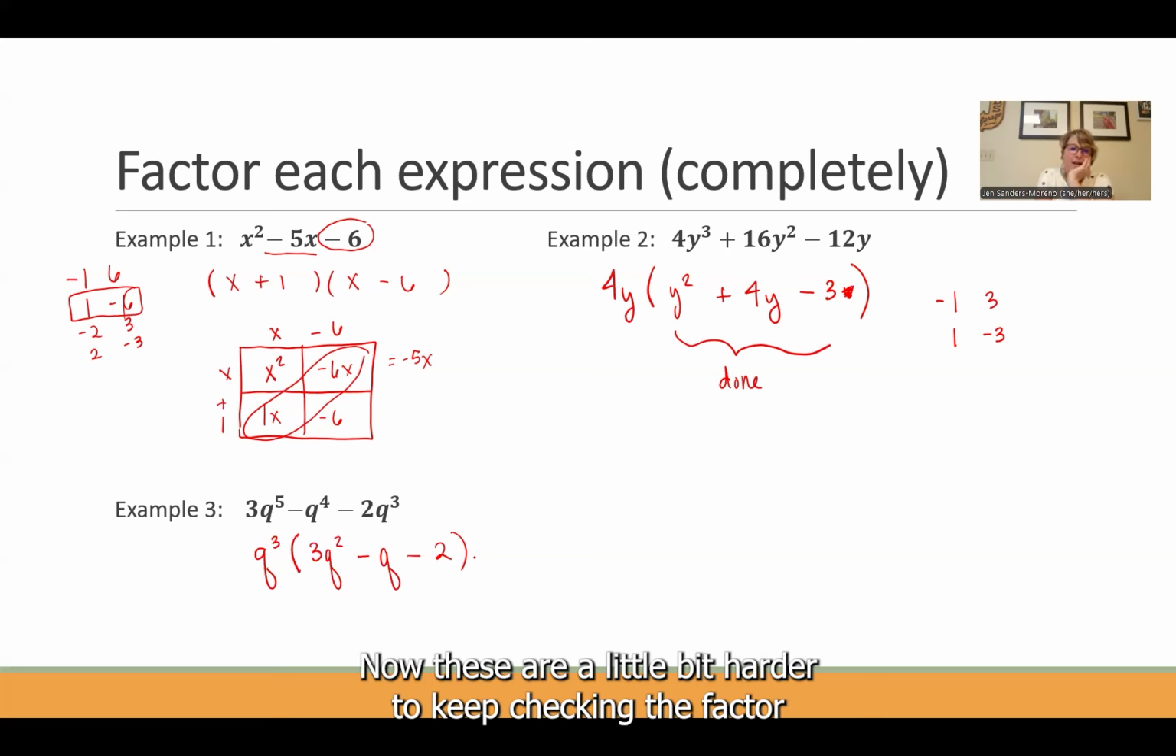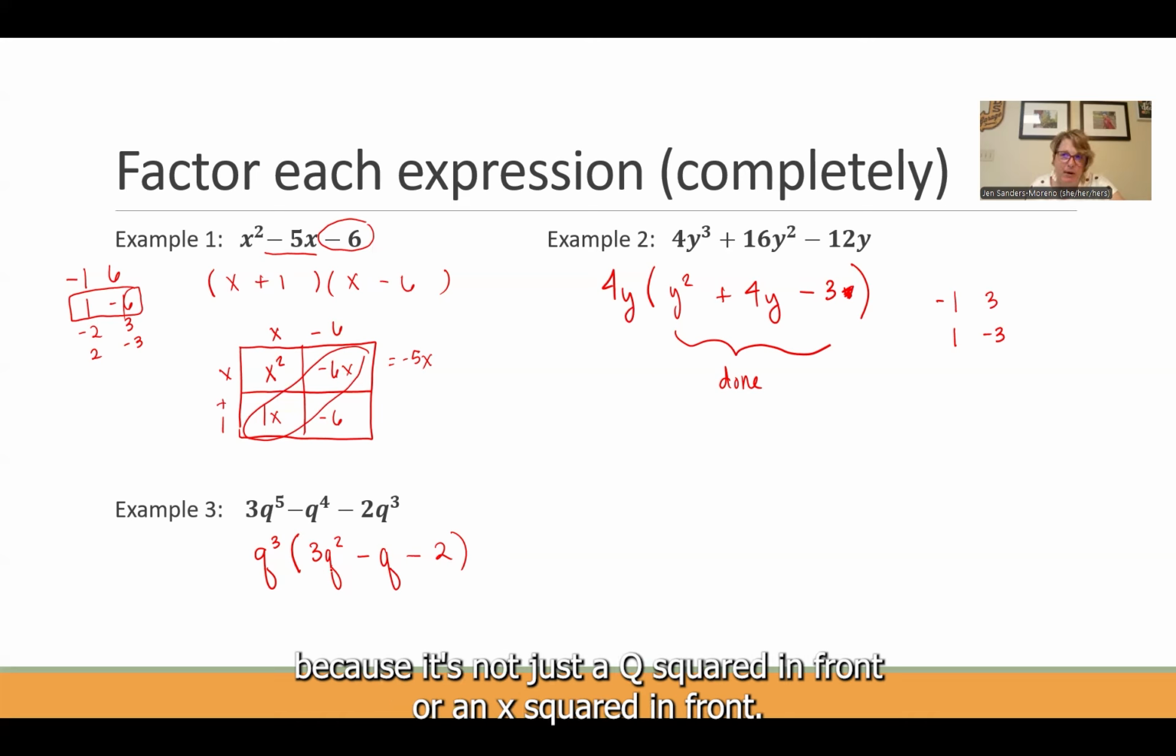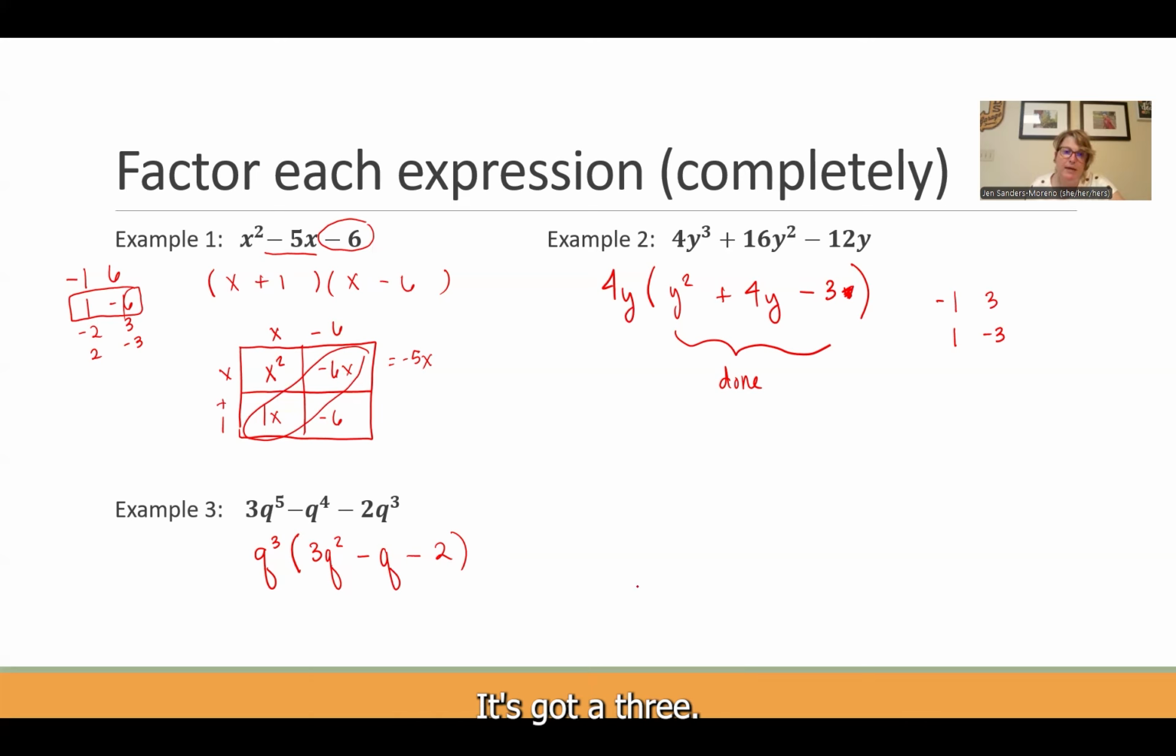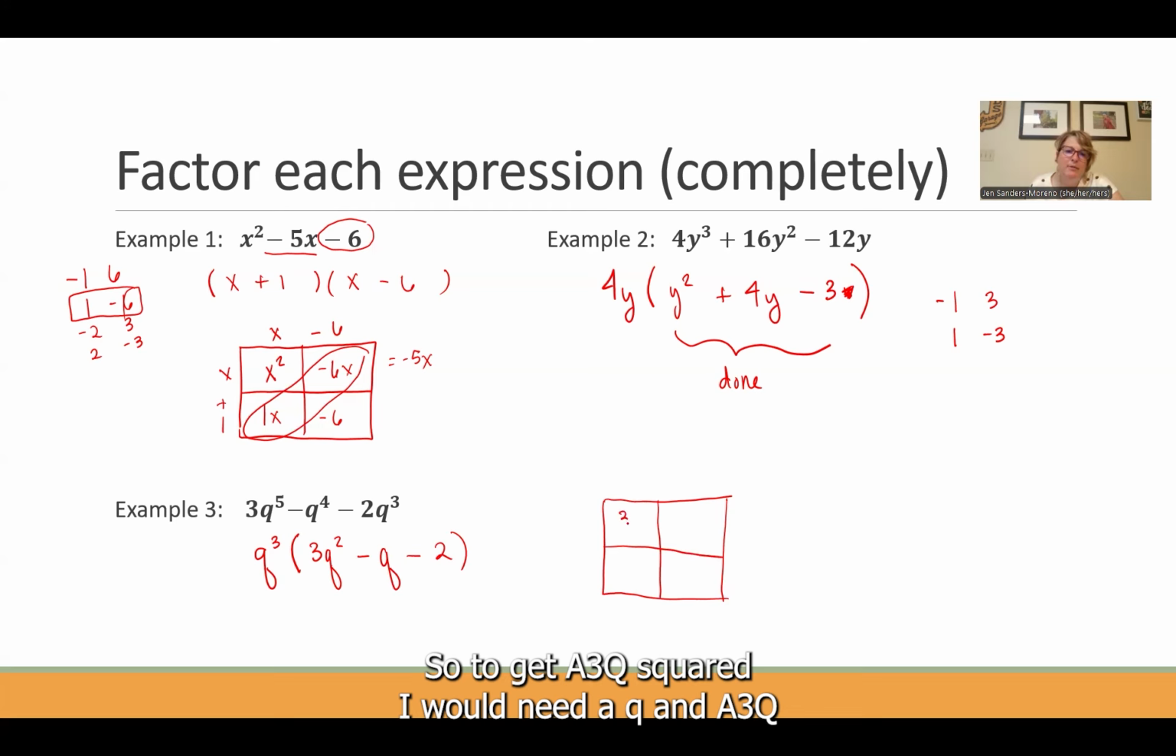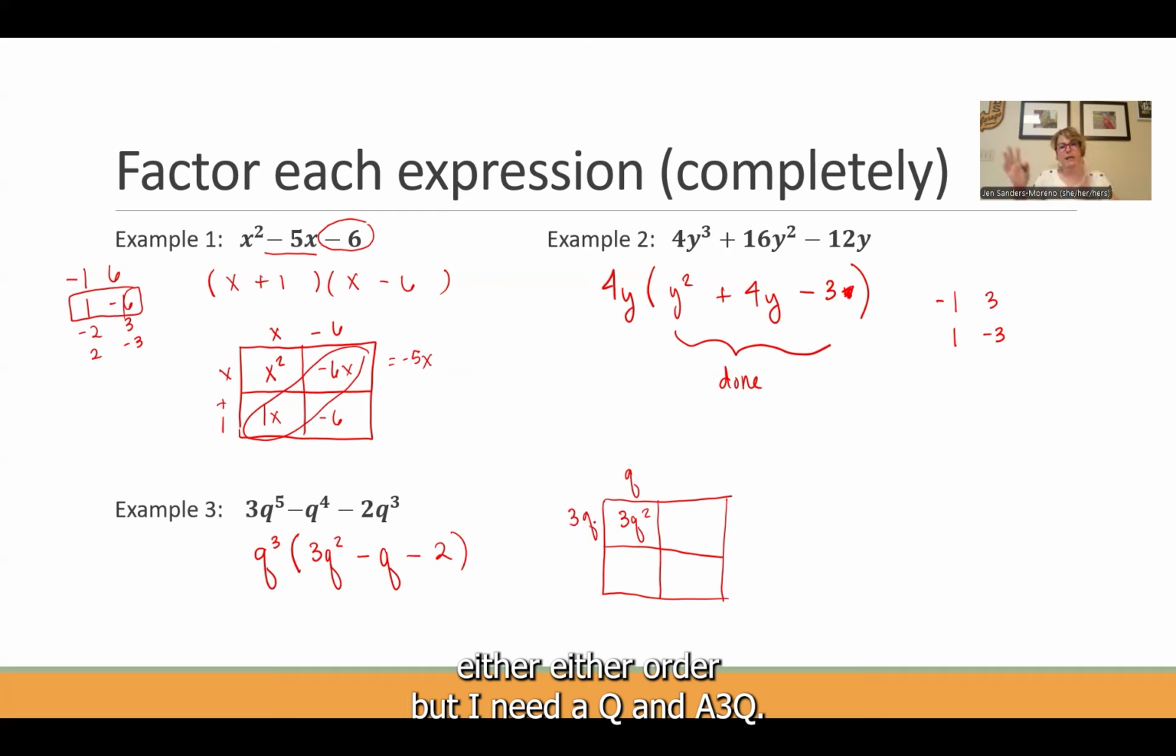Okay. Now, these are a little bit harder to keep checking the factor because it's not just a q squared in front or an x squared in front, it's got a 3. So I'm going to go ahead and do my little grid. Okay, let's see how it's going to work. So to get a 3q squared, I would need a q and a 3q, either order, but I need a q and a 3q. Okay.